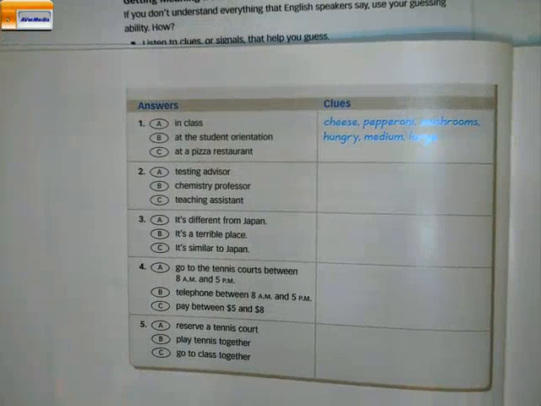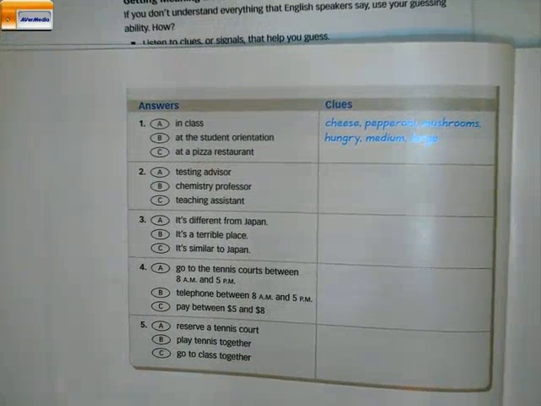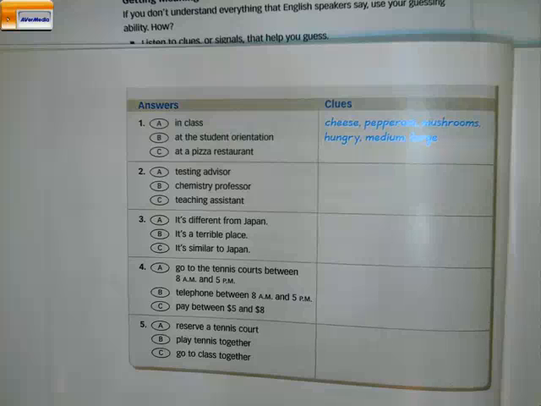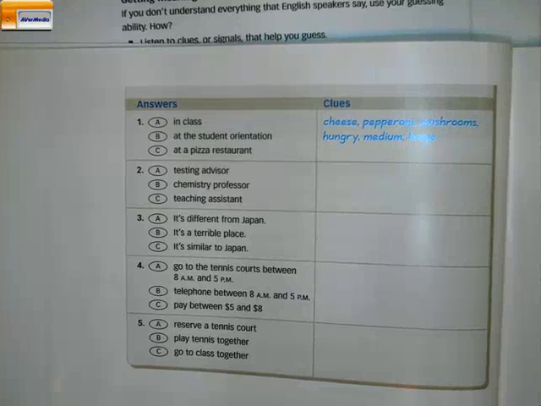Are they at the student orientation? Or are they at a pizza restaurant? Well, you should have chosen C. The clues that should have driven you to that are cheese, pepperoni, mushrooms, hungry, medium, large one. All of those are words we'd expect in the context of a pizza restaurant. Now that one you were helped by being given the clues.